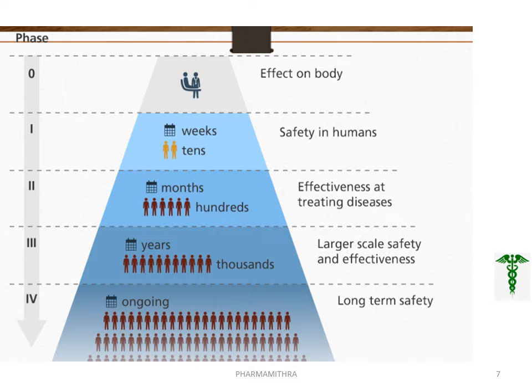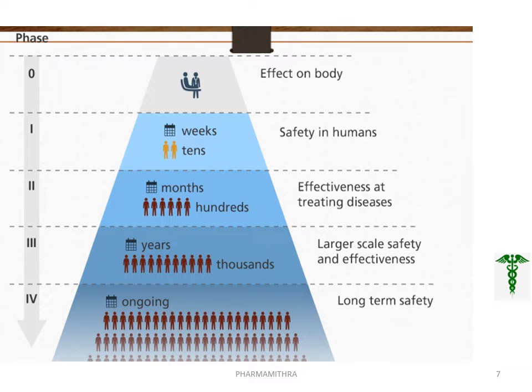This diagram will help you to write about phase 0 to phase 4. In phase 0, we are noting the effect on the body. Phase 1 is carried out for weeks, phase 2 for months, phase 3 for years, and phase 4 is ongoing research. In phase 1, we are using only about 10 participants; in phase 2, hundreds; in phase 3, thousands; and in phase 4, a large number of volunteers.